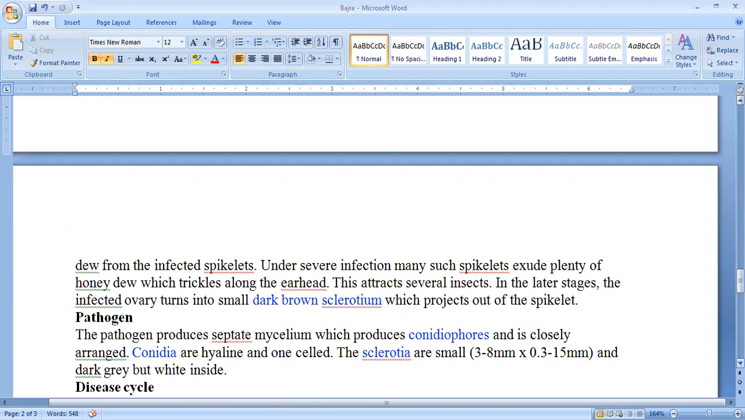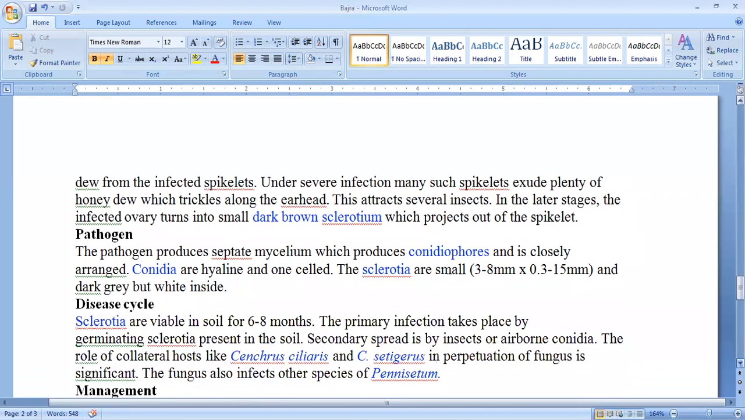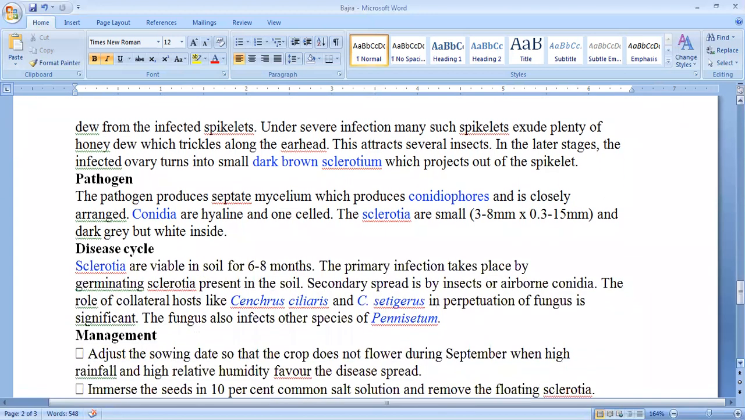Now the pathogen, as we already said, is Claviceps, and it produces a septate mycelium which produces conidiophores. And they are closely arranged. The conidia are hyaline and one celled. The sclerotia are small, 3 to 8 mm by 0.3 to 1.5 mm, and dark gray, but inside they are whitish color. I hope you all remember what is sclerotia. Sclerotia is the perennating fruiting body of the fungus.